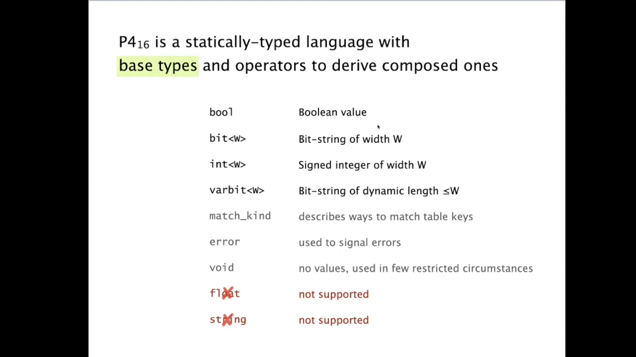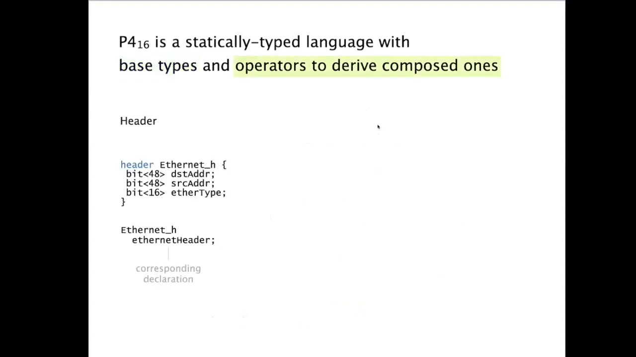You also have variables to describe the match kind, errors, and then you just have a void one. Here, something that I want to stress, because it's important: in practice, you don't have float, you don't have string. So you cannot do floating point computation, and you cannot do anything related to string as well, unfortunately.